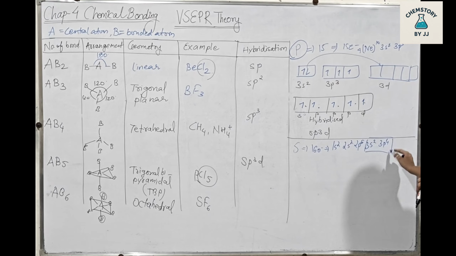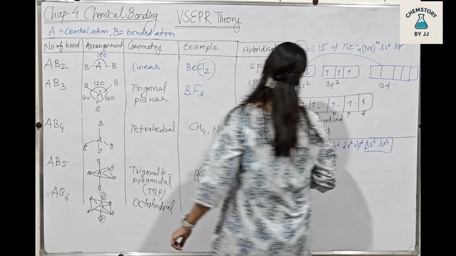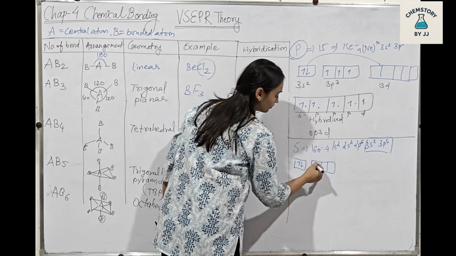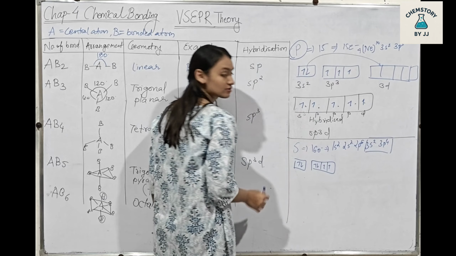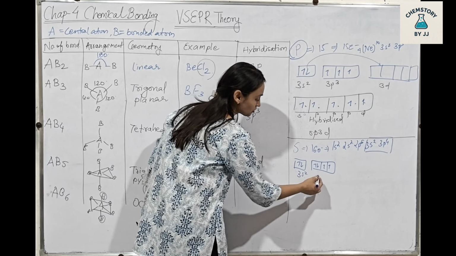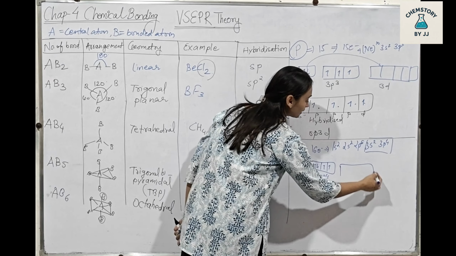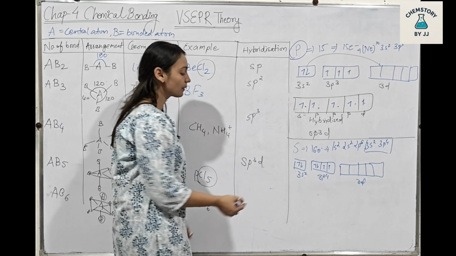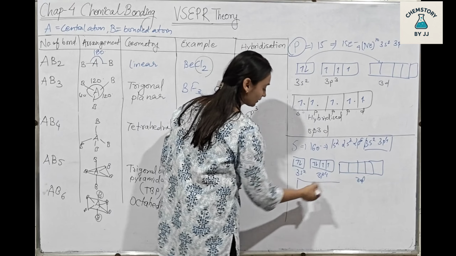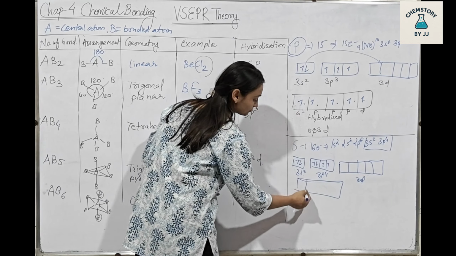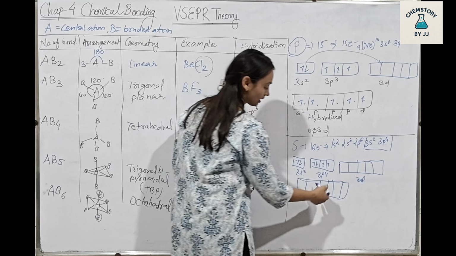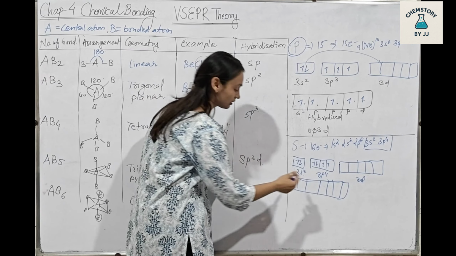The last shell is the valence shell. Here we are going to predict again the hybridization. See 1, 2, 3, 4, 5, and 6. Now 6 electrons are filled here. 3s2, 3p4, and obviously 3d is vacant. Right? What's going to happen? This electron will jump forward. Right? They will form hybrid orbitals like this.